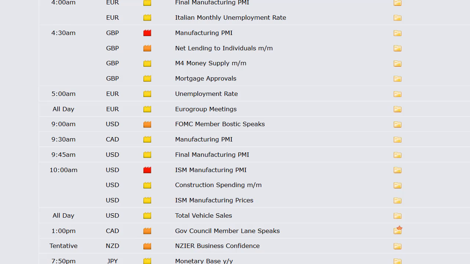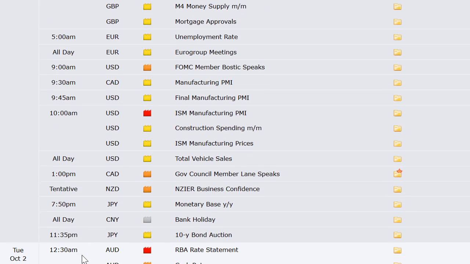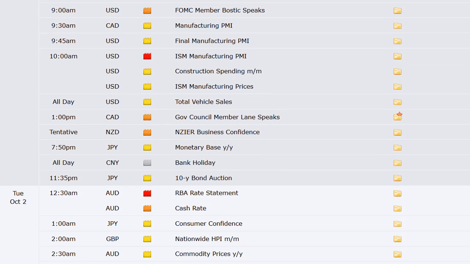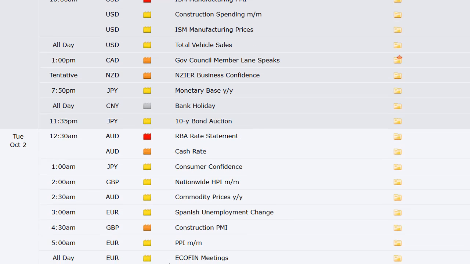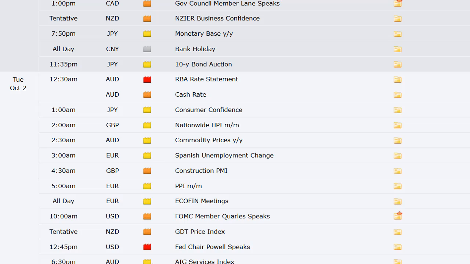M4 money supply out of the UK. Europe's got their unemployment rate, and the Eurogroup meetings begin. We've got a Fed member speaking, manufacturing PMI also out of Canada, and then the US. Construction spending here. Total vehicle sales here in the US. Monetary base out of Japan, bank holiday out of China, 10-year bond auction out of Japan. We've got a rate announcement out of Australia at 12:30 a.m. Eastern Time going into Tuesday.